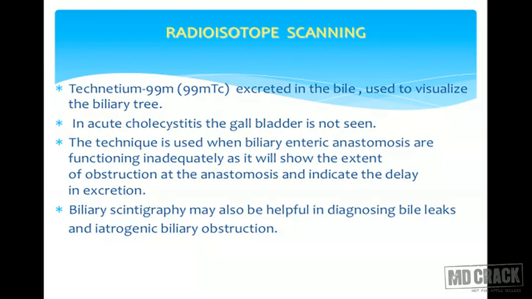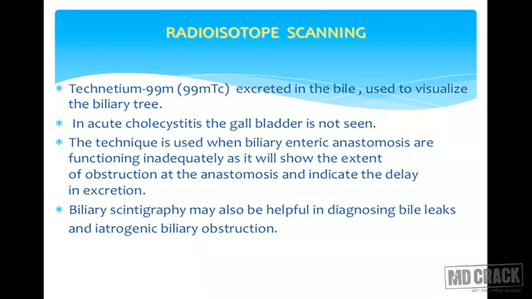Technetium 99 scan can be done for gallbladder imaging. Technetium 99M, that is Technetium 99M TC, is excreted in the bile and is used to visualize the biliary tree. In acute cholecystitis, the gallbladder is not seen. As the cystic duct is occluded by acute inflammation, the dye excreted by the liver doesn't go into the gallbladder. So this indirectly means inflammation of the gallbladder, seen in cases of acute cholecystitis.